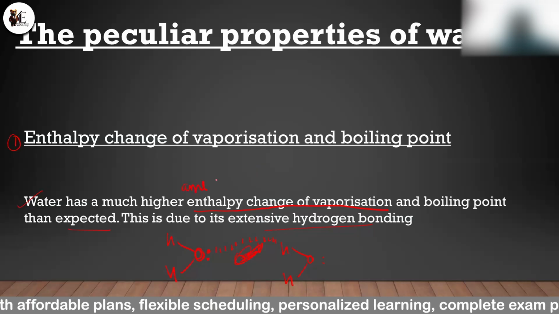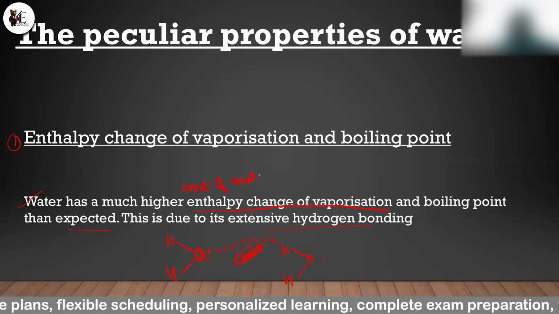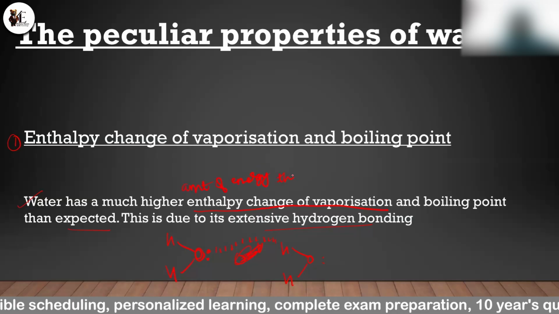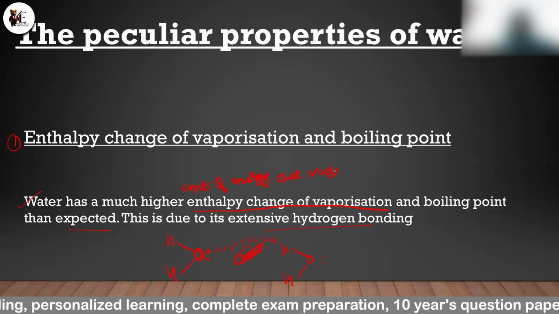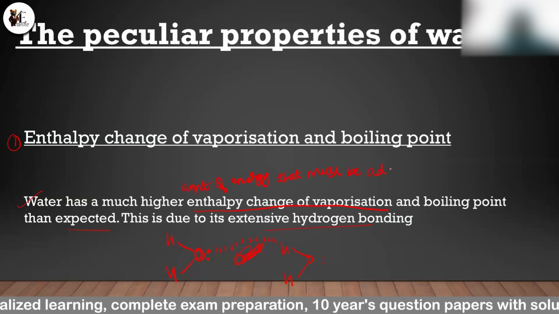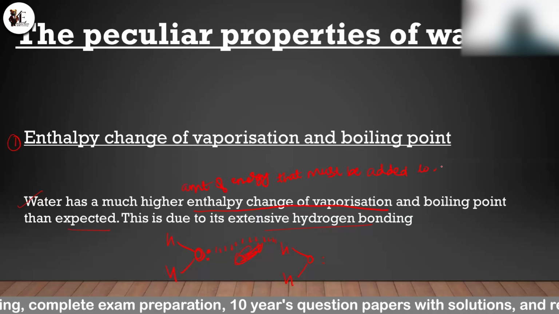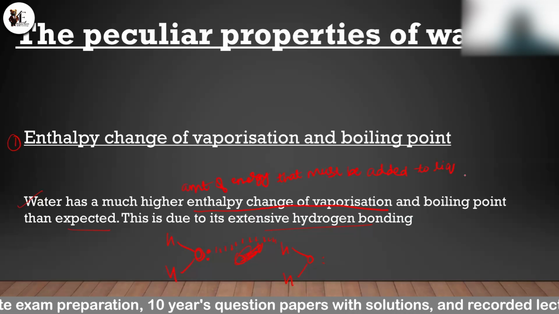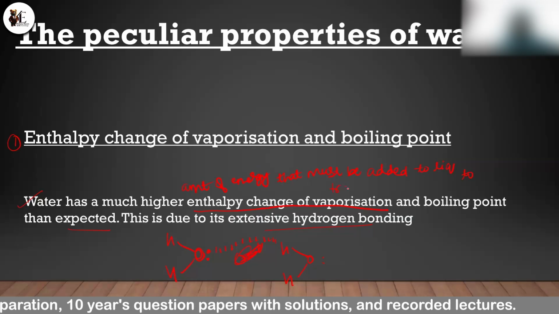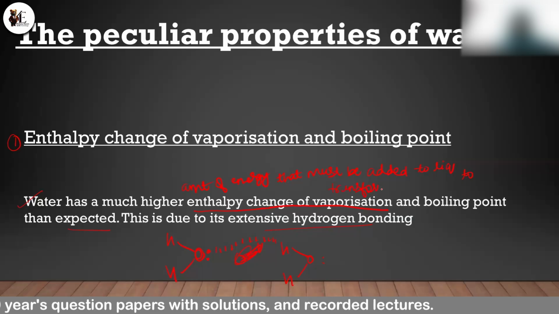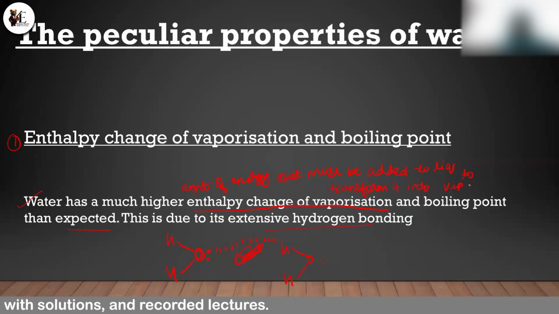Write down: amount of energy that must be added to liquid to transform it into gas, vapor. So write down the first property.